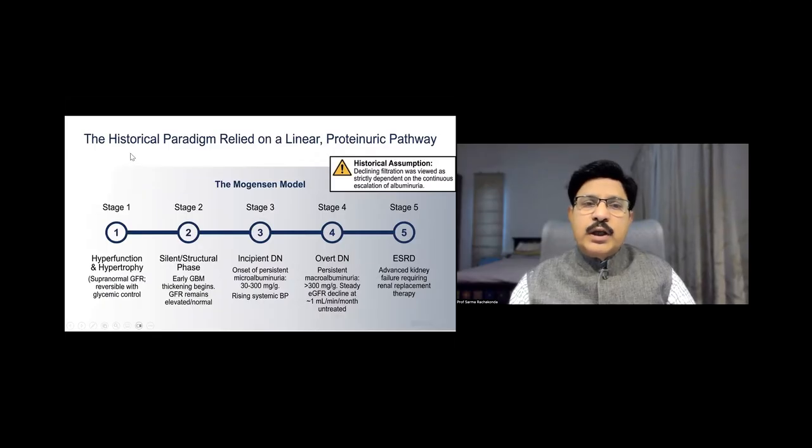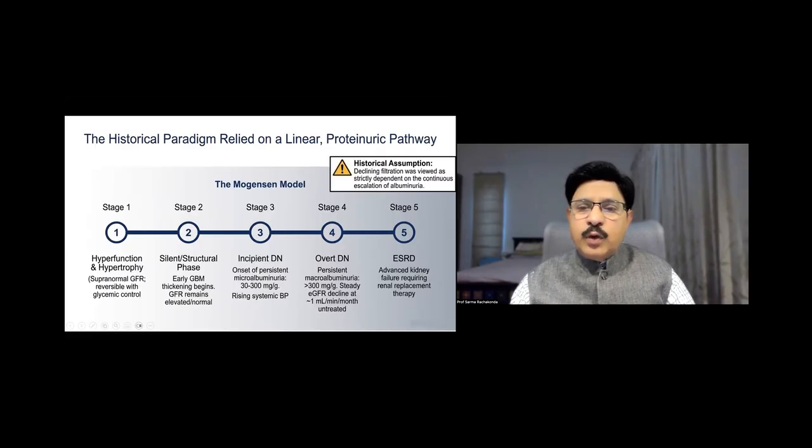Now, the historical paradigm related to the linear proteinuric pathway. Earlier, we used to follow Mogensen's model. Stage 1: hyperfunction, hypertrophy, supranormal GFR, reversible with glycemic control. Stage 2: silent and structural phase, early GBM changes, GFR remains elevated or normal. Stage 3: incipient diabetic nephropathy, proteinuria started, raising blood pressure. Stage 4: overt diabetic nephropathy, macroalbuminuria, more than 300, and steady GFR decline, and finally end-stage disease.